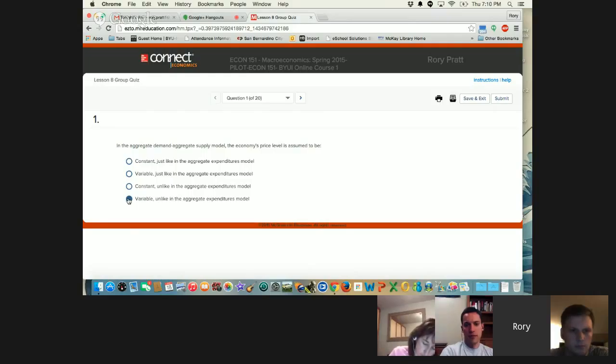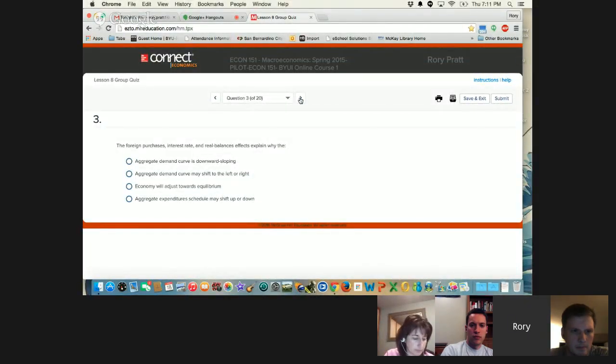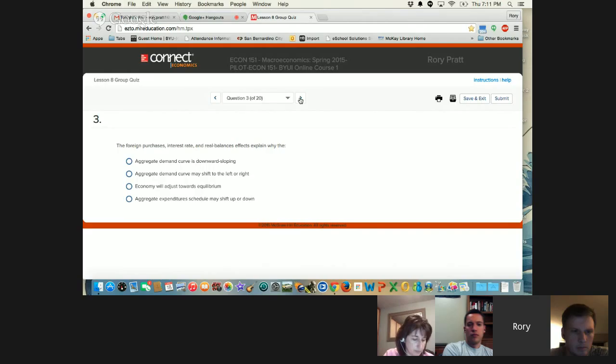Okay, number two. The aggregate demand curve shows the... I put A. I did also. Me too. Okay, good. Number three. The foreign purchases, interest rate, and real balances effect explain why the... A. Aggregate demand curve is downward sloping. I did the same. Yes.